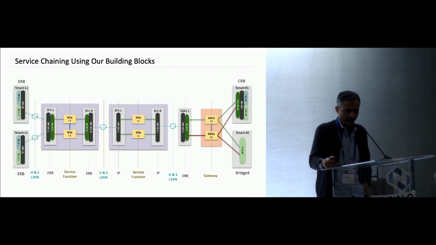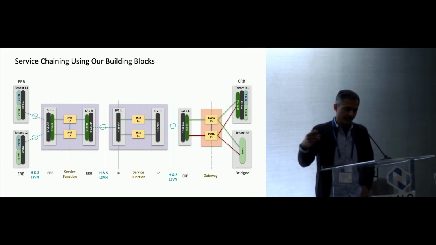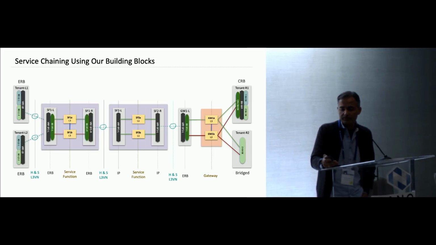But basically, in the EVPN world, we're using exactly the same building blocks. One of those four types is involved over here. In this case, I'm using ERB on the left and the right side of these service functions. This here is my service function block. Over here, I'm using pure IP, left and right. This is my service function block, right? And I'm connecting this with the directional VPNs over here. And we'll talk about the external gateway in a second.